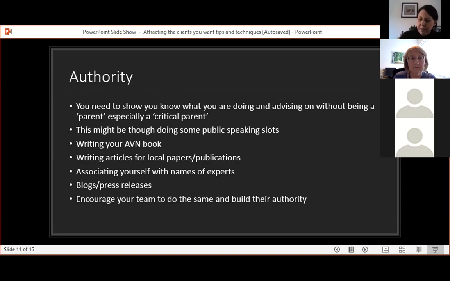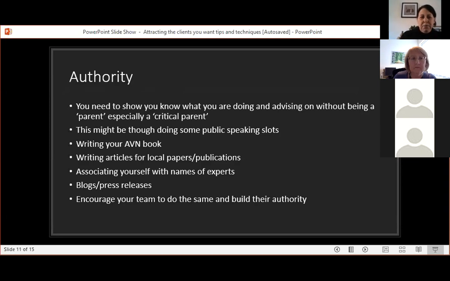That's where you can also expand your sphere of knowledge as not just being in the accountancy field, but actually being in the business improvement and helping people grow and develop their services. So think about that. Think about, are there any opportunities to write for local papers, publications? Associating yourself with the names of experts. So actually, if you're on LinkedIn and there's various experts you really like the work of in different areas, then follow them, link with them, learn from them, because actually that helps you with your authority as well.